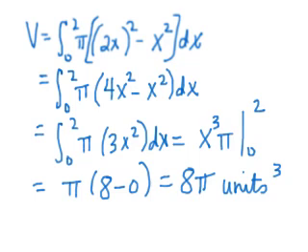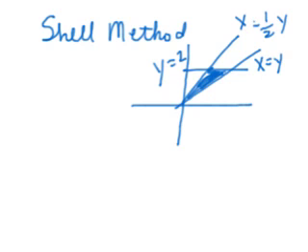Now let's talk about another method for revolving around the x-axis. Now with the shell method, if you're going around the x-axis, you want to use our variable as y. So with the washer method, we cut through the axis that we were revolving around. With the shell method, you're going to cut through the other axis, and so everything is going to be in terms of y this time.